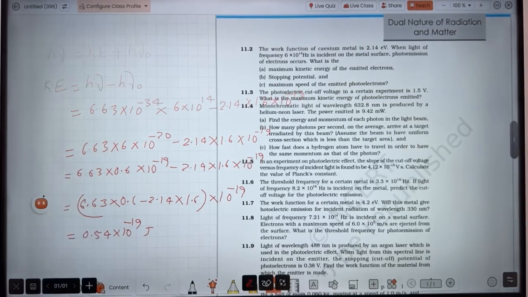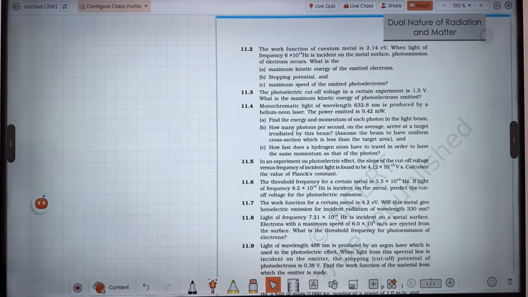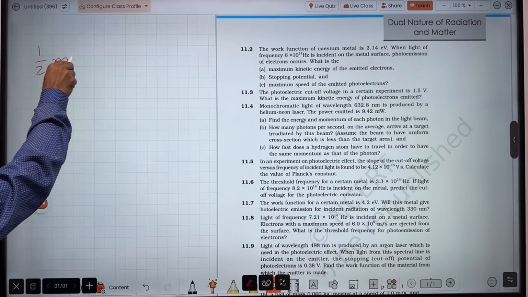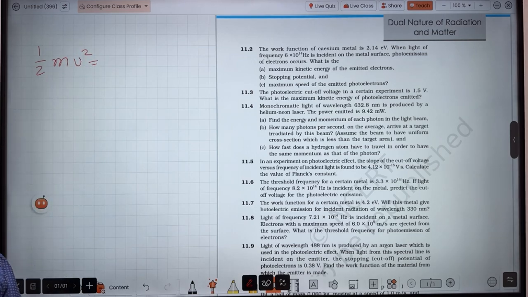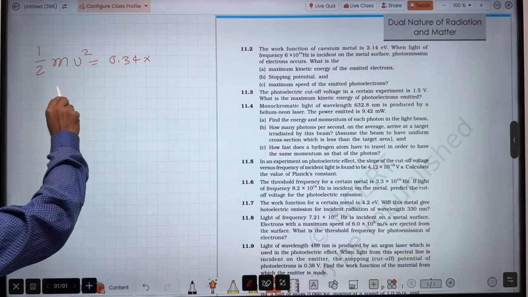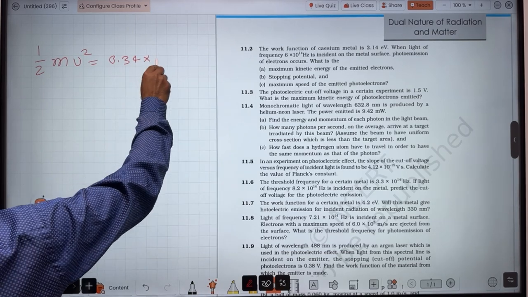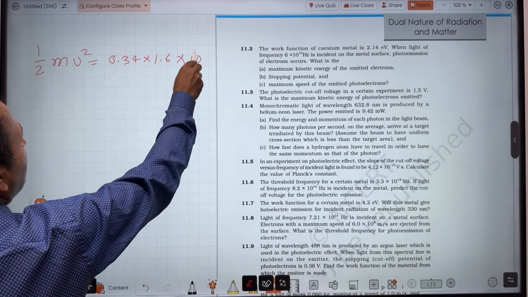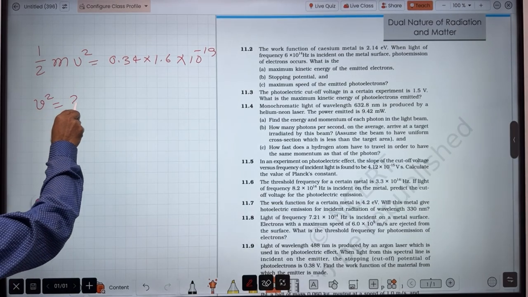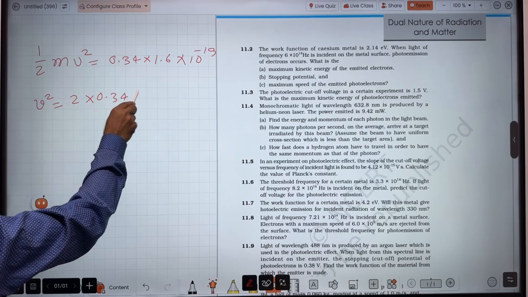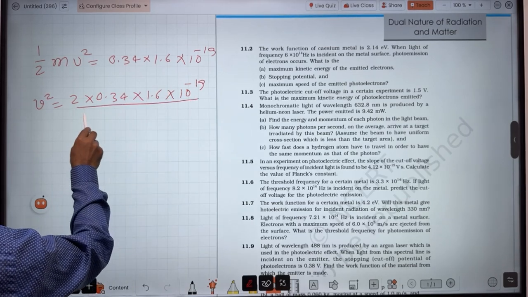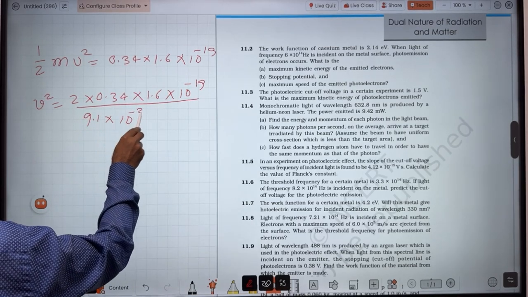Now we have to find out the maximum speed. So for maximum speed, we can use the concept of kinetic energy, 1 by 2 mv square equal to the kinetic energy. The kinetic energy obtained is 0.54 into 10 power minus 19 joule, or 0.34 in terms of electron volt, times 1.6 into 10 to the power minus 19. This is the same thing. And here our concern is to get velocity. So 2 into 0.34 into 1.6 into 10 to the power minus 19, whole divided by mass. Mass is 9.1 into 10 to the power minus 31.